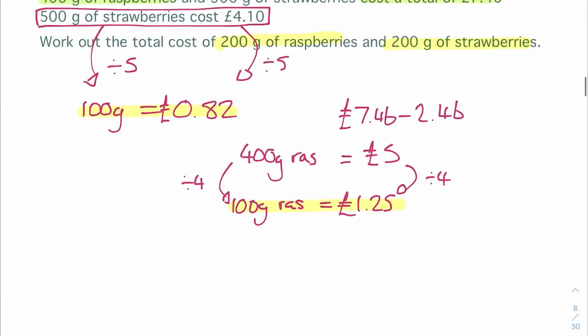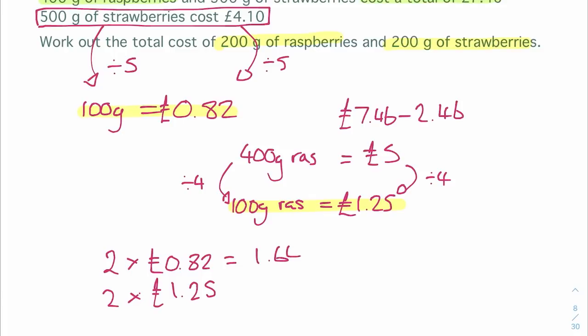So we want 200 grams of raspberries and 200 grams of strawberries. So we want 2 lots of the 82p, and we want 2 lots of the £1.25. That's the 100 grams of each one. So 2 lots of 82p, and again, you can sometimes just do these in your head, but I'm going to type them all in. We get £1.64, and for 2 lots of the £1.25, that's going to be £2.50. So we just need to add those both together to get our total cost, and that comes out as £4.14. And there we go, that would be our final answer, £4.14.